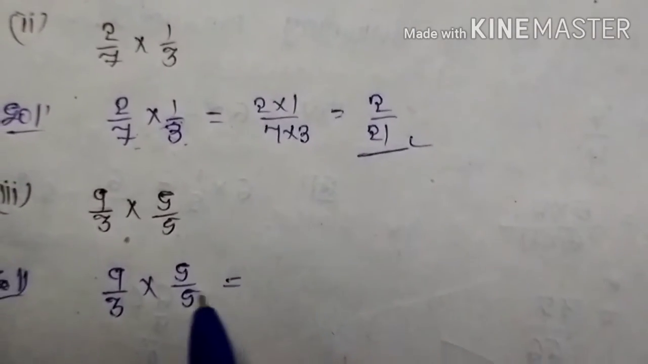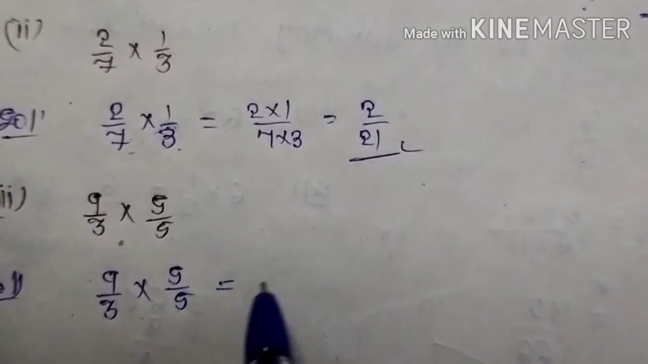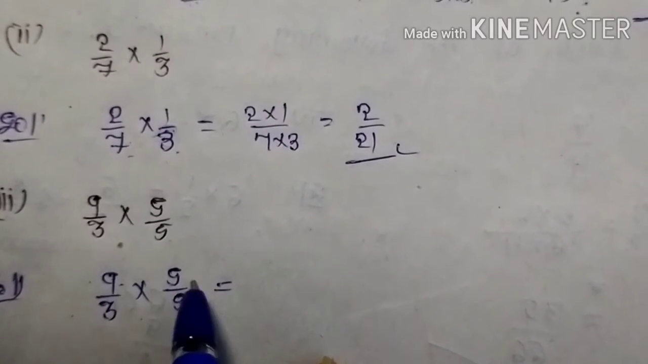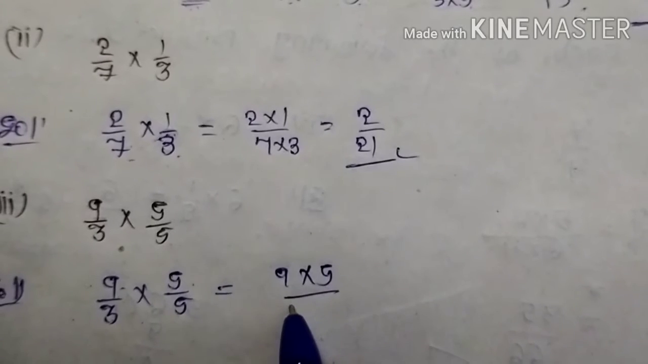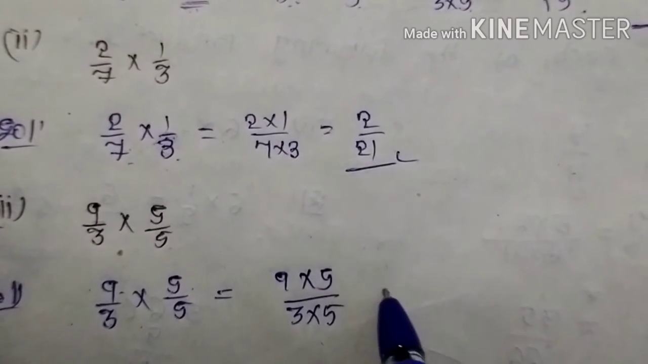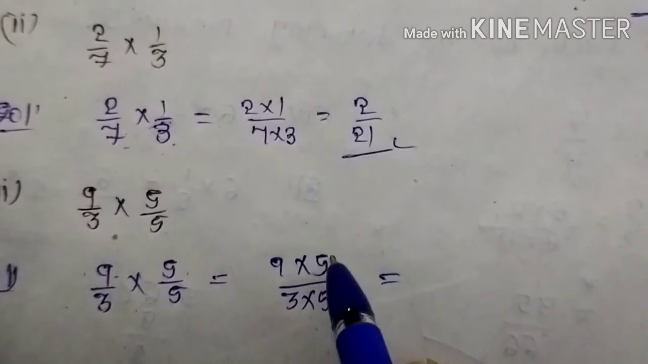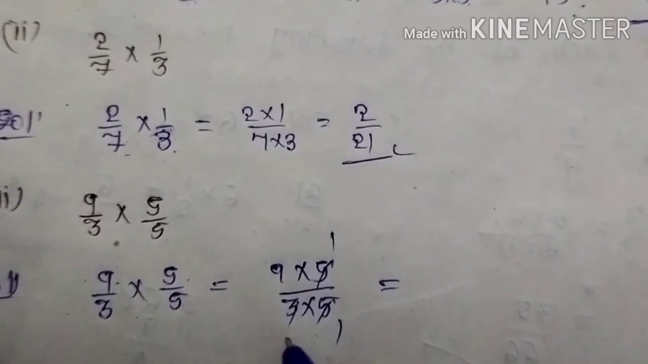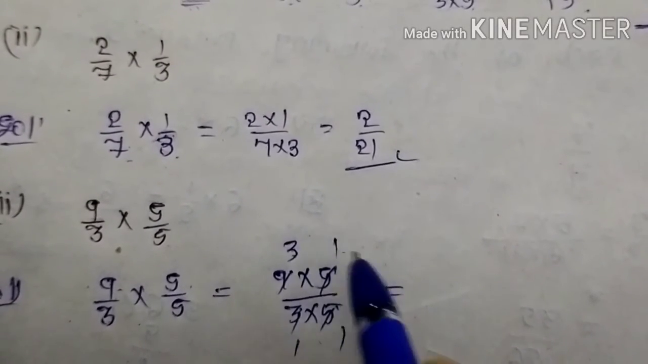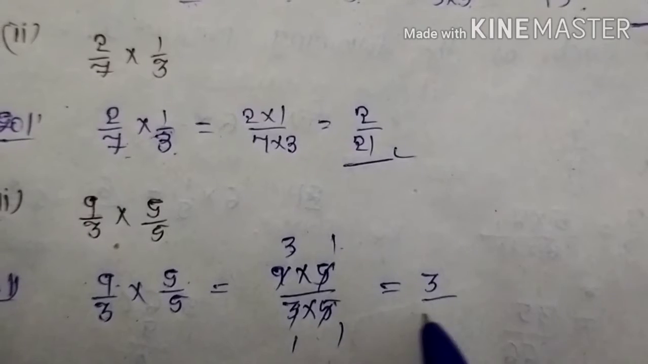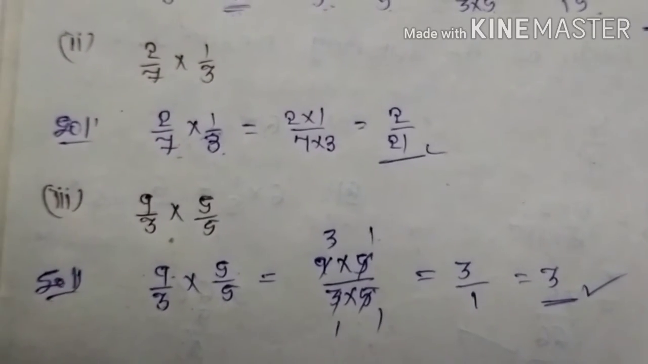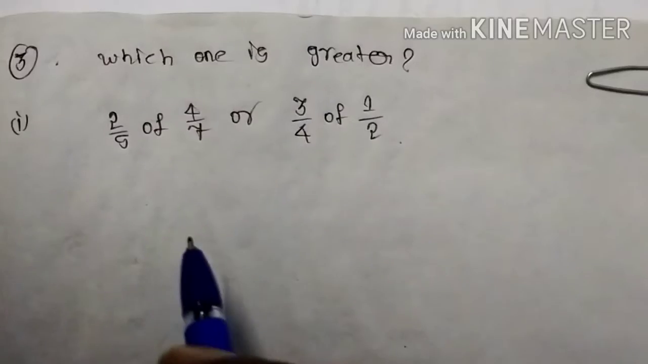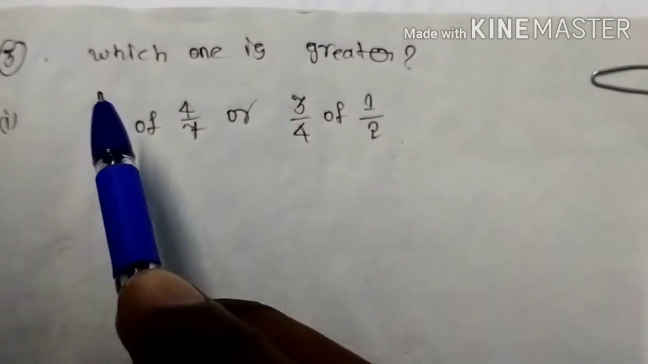Next, one more. You can see here 9 by 3 into 5 by 5. You need to multiply 9 into 5, giving 9 into 5 by 3 into 5. Now you can simplify. Is there any possibility? 5 1s are 5, 1 is cancel. 3 1s are 3, 3 is cancel. That means 3 into 1 is how much? 3 only, by 1 into 1, 1. That means your answer is 3 only. This is your answer.